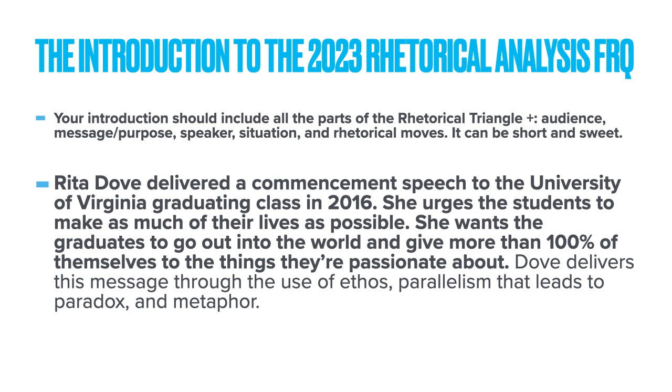So first, I set up the situation. Rita Dove delivered a commencement speech to the University of Virginia graduating class in 2016. That gives me the speaker, the situation, and the audience. She urges the students to make as much of their lives as possible. There's my message. She wants the graduates to go out into the world and give more than 100% of themselves to the things they're passionate about. That's also the message. And then I come in with the rhetorical moves in my thesis statement.